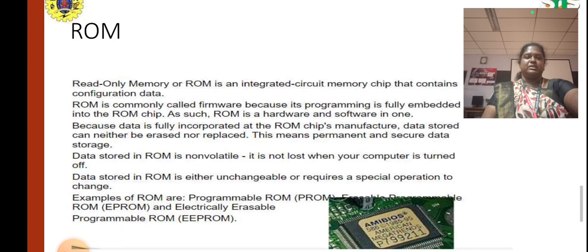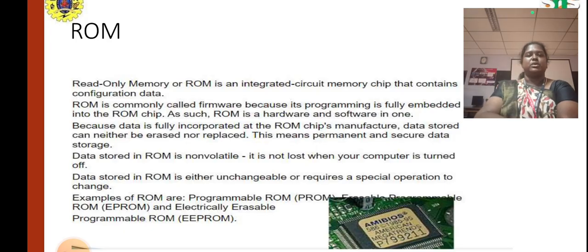ROM, read only memory, is an integrated circuit memory chip that contains configuration data. ROM is commonly called firmware because its programming is fully embedded into a ROM chip. As such, ROM is hardware and software in one. Because data is fully incorporated at ROM chip manufacture, data stored can neither be erased nor replaced. This means permanent and secure data storage.